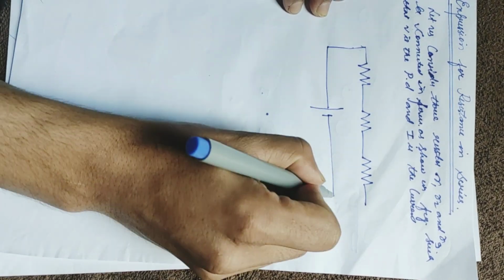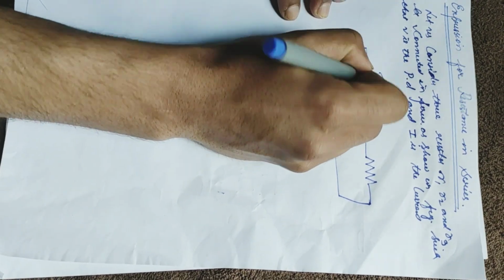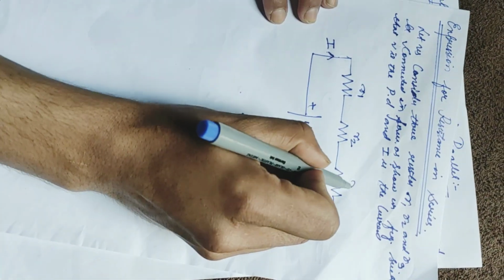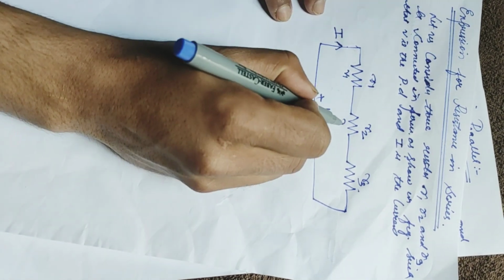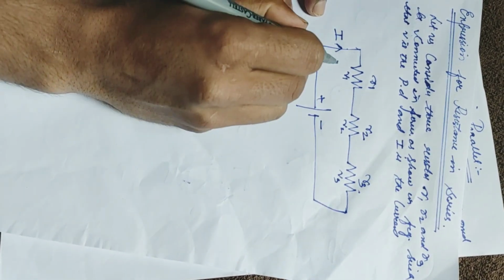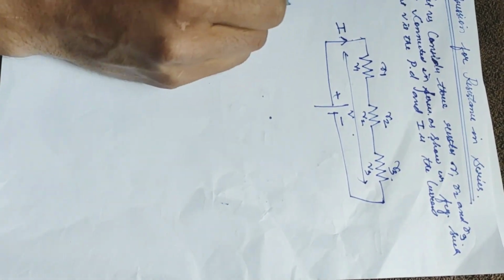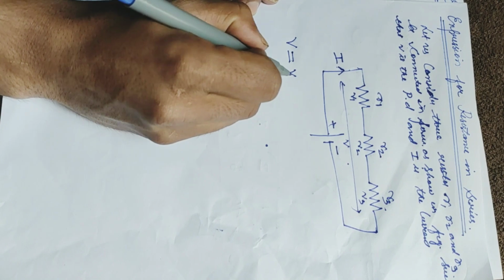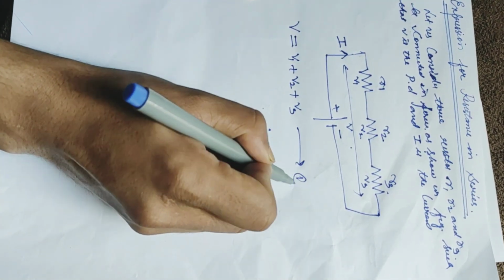This is our source, plus minus, the current is going from here. This is R1, R2 and R3. Alright, so it will have potential difference of V1, V2 and V3, and total it will have V. So I can write here V equal to V1 plus V2 plus V3, equation 1.